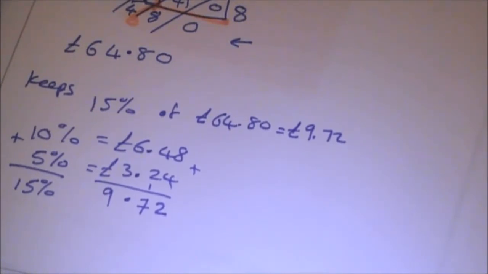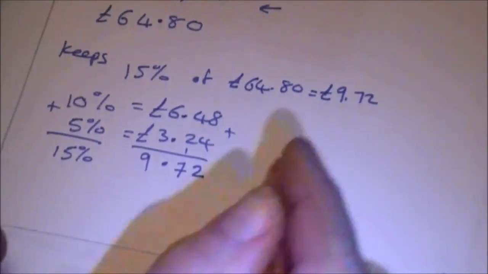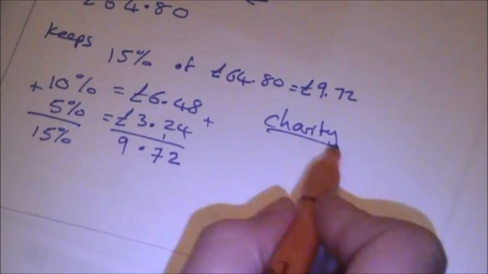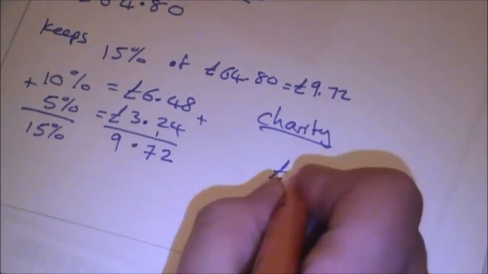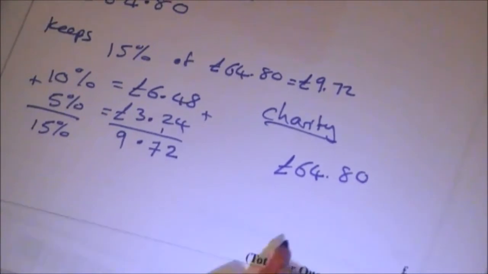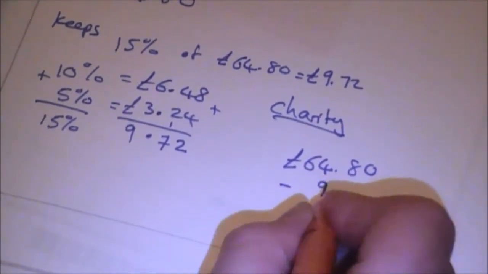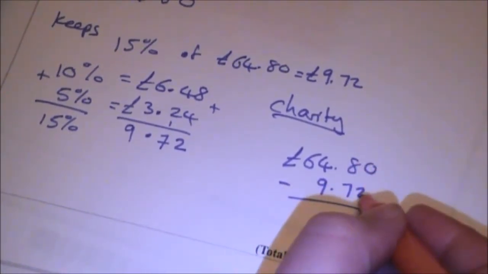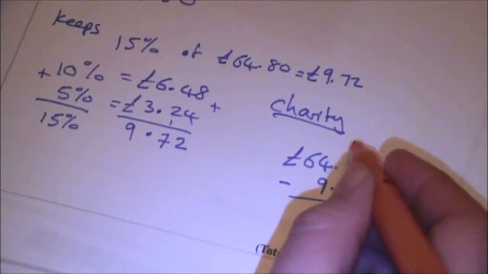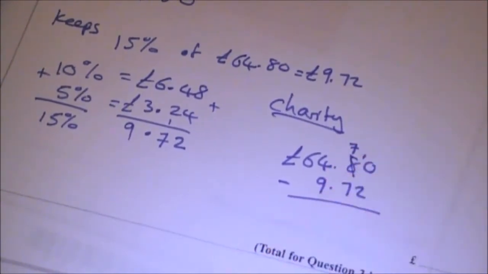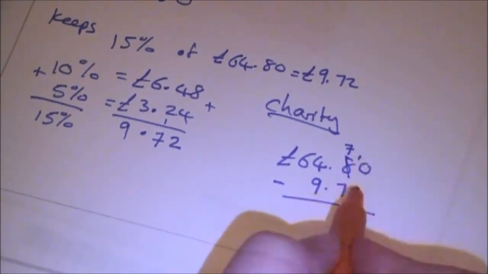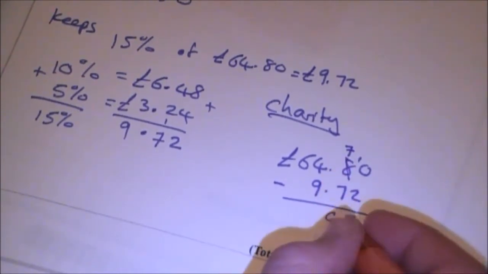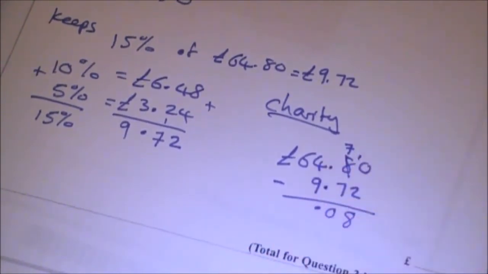Now the question wants to know, how much did she send off to the charity? So I'm just going to do another heading here, charity. And the charity get the £64.80, take away the £9.72. So 0 take away 2, well I can't do that, so I need to consider my tens and units, whatever you want to call it, borrowing. So I've got 10 take away 2, which is 8. Then I've got 7 take 7, which is 0. Decimal stays under the decimals.